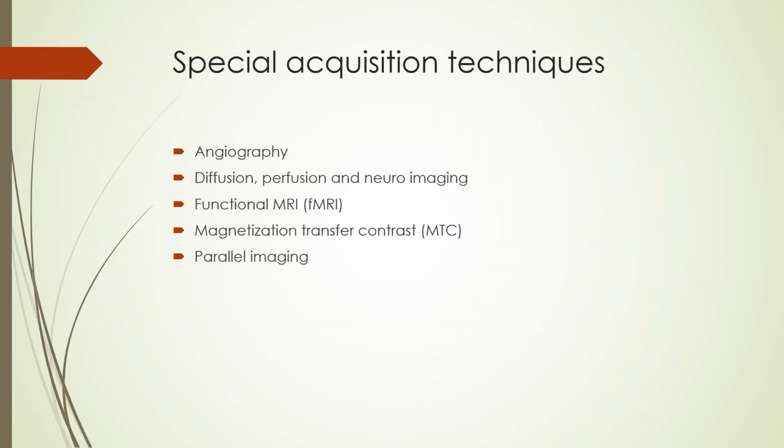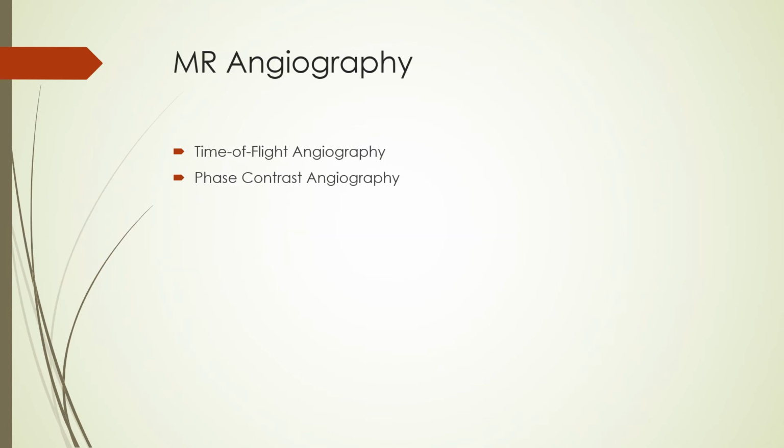Special acquisition techniques like those listed on this slide take advantage of the flow-related enhancement to produce various images. We shall start with MR angiography on the next slide. MR angiography takes advantage of blood flow enhancements to create images. Two techniques used for creating images of vascular anatomy include time of flight and phase contrast angiography, and we shall look at each of those next.